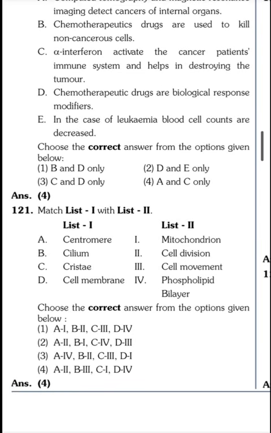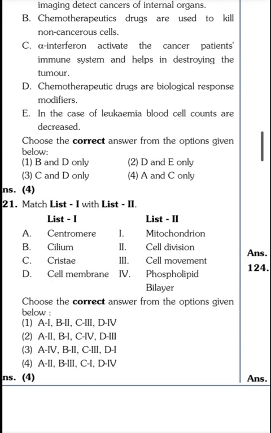The next question is centromere. They have given match the following. This is from Cell the Unit of Life and Cell Cycle and Cell Division. They have asked a lot of questions from these 3 chapters. So you can at least expect 12 questions from them: Cell the Unit of Life, Cell Cycle and Cell Division, and Biomolecules.